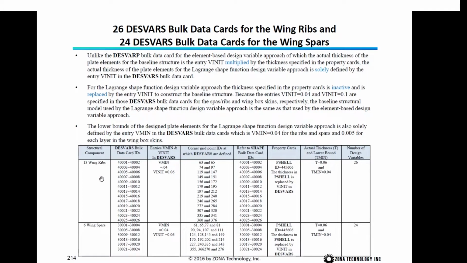in the wing skin. So we have 26 DESVAR S for the 13 wing ribs, and we have the grid points to define the DESVAR S, and the shape card of each DESVAR S. The V minimum is 0.04, V init is 0.06, and the thickness defined in the P chart card is replaced by 0.06 as the initial thickness and 0.04 as the minimum thickness. Likewise, we have 24 DESVAR S with ID starting from 30001 for the 6 wing spars. And also the initial thickness is 0.06, the minimum thickness is 0.04.